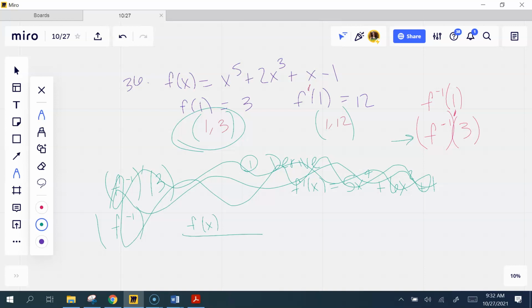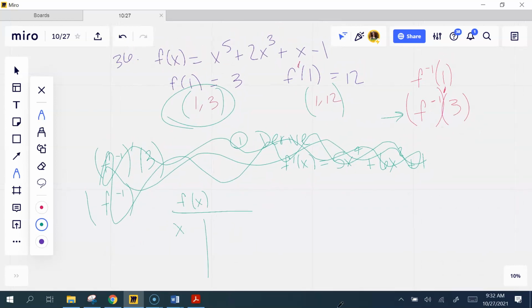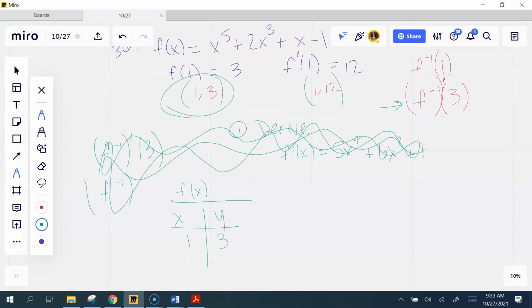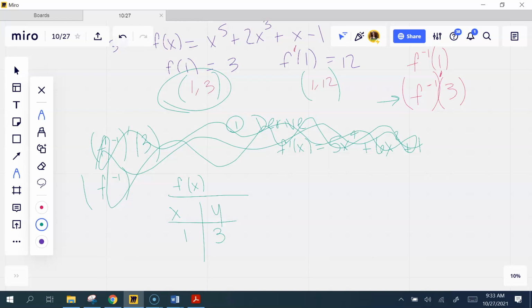Well, but she did f of x, right? And so she did x and y. So this was 1 and 3. Yeah, don't do that. I was going to give you steps. I was trying to make it to where it could always, yeah. Well, 1 and 12, that's my derivative, right? So then f prime of x. Is this the way she did it? I can't remember.